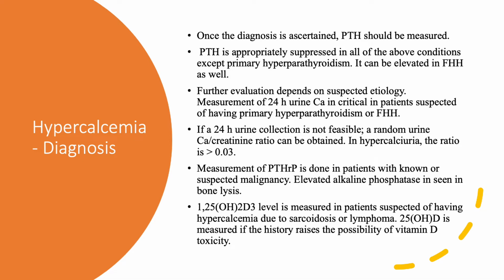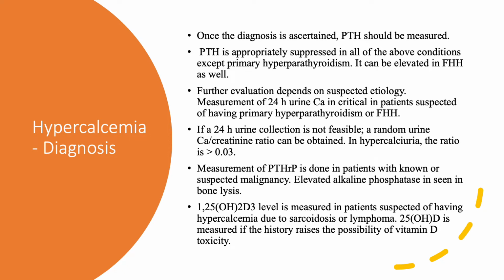So what else do we need? 24-hour urine collection is critical if we are suspecting primary hyperparathyroidism. Why? Because if we have manifestations of hyperparathyroidism, but then we measure urine calcium and it is low, then maybe we are dealing with familial hypocalciuric hypercalcemia. Those cases don't need surgery. You are not going to send them for surgery. Maybe check other family members, maybe do genetic testing.